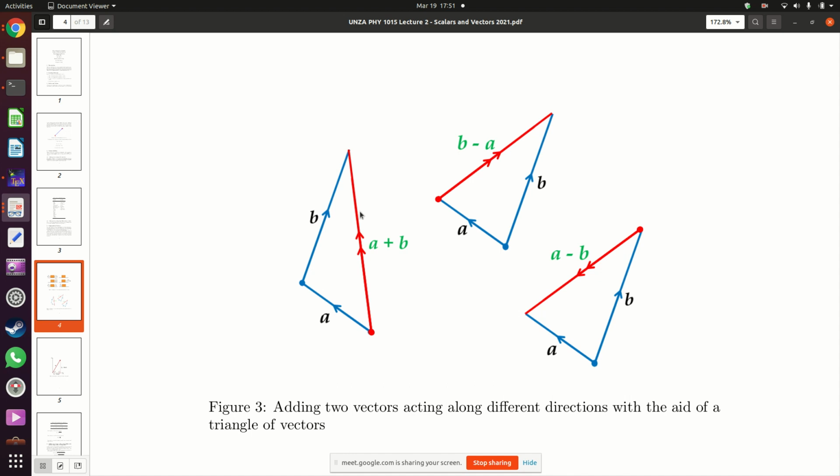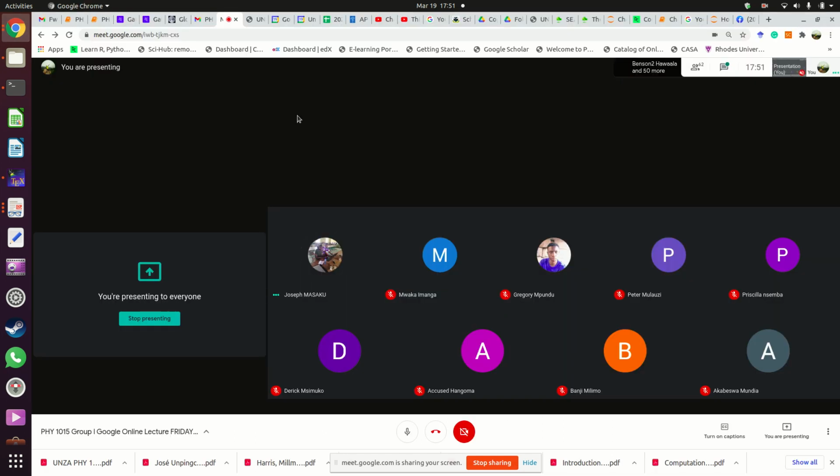I have a question. Go ahead. When it comes to adding vectors, is there any possibility of presenting the vector on the x-y plane for you to find the magnitude? Yes, you can. And that's a method we prefer to use than using these triangles.